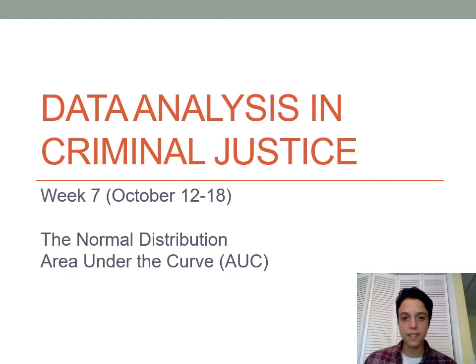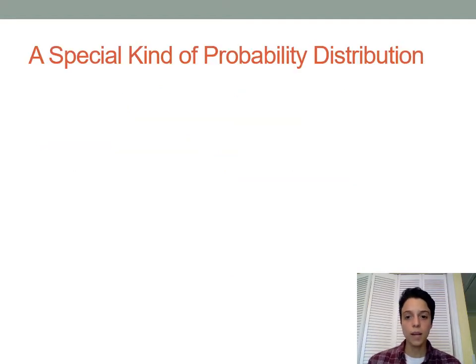The topic for today's lecture is going to be the normal distribution and area under the curve. So let's talk about what that means. We talked last time about probability distributions. If you recall, probability distributions tell you all the different values that a variable can take on. In other words, some set of outcomes of a probabilistic event and the probability of each one occurring.